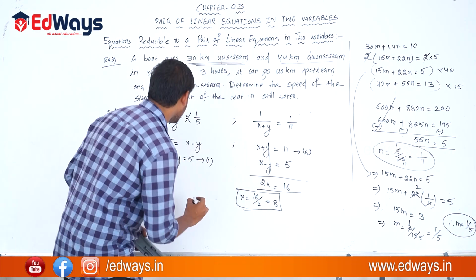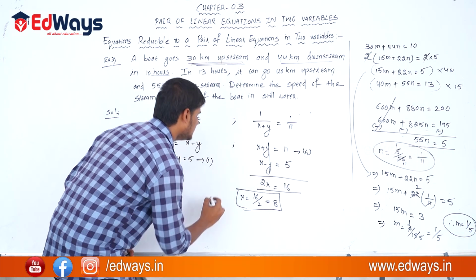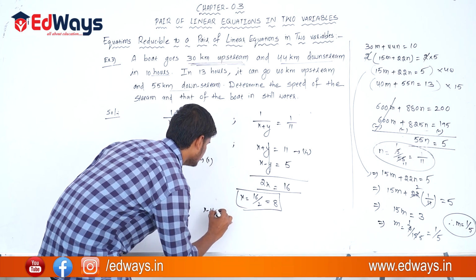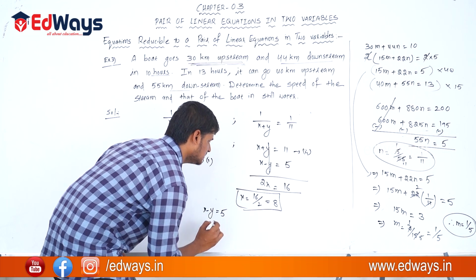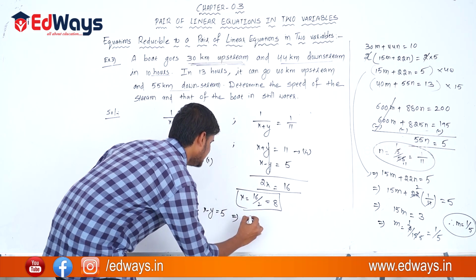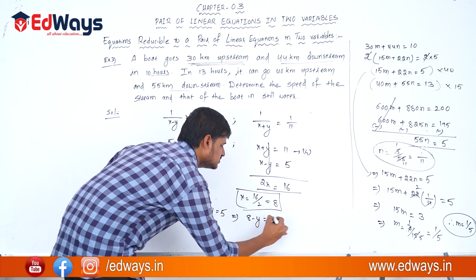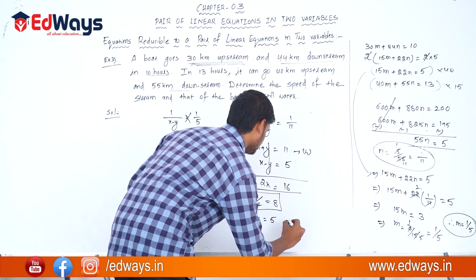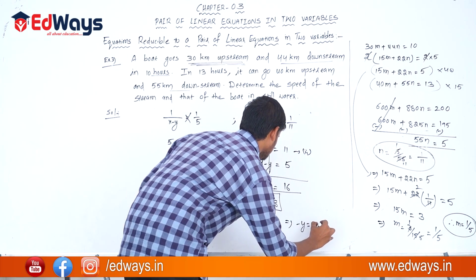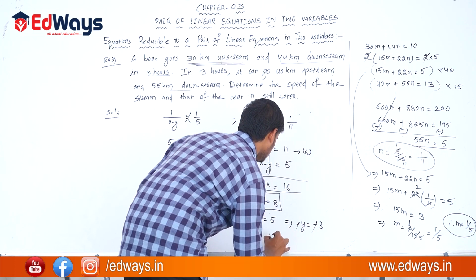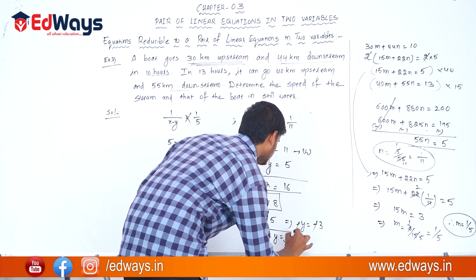Now what will be the y value? x minus y is equal to 5, right? From here x is 8, so 8 minus y is equal to 5. So minus y is equal to minus 3, therefore y is equal to 3.